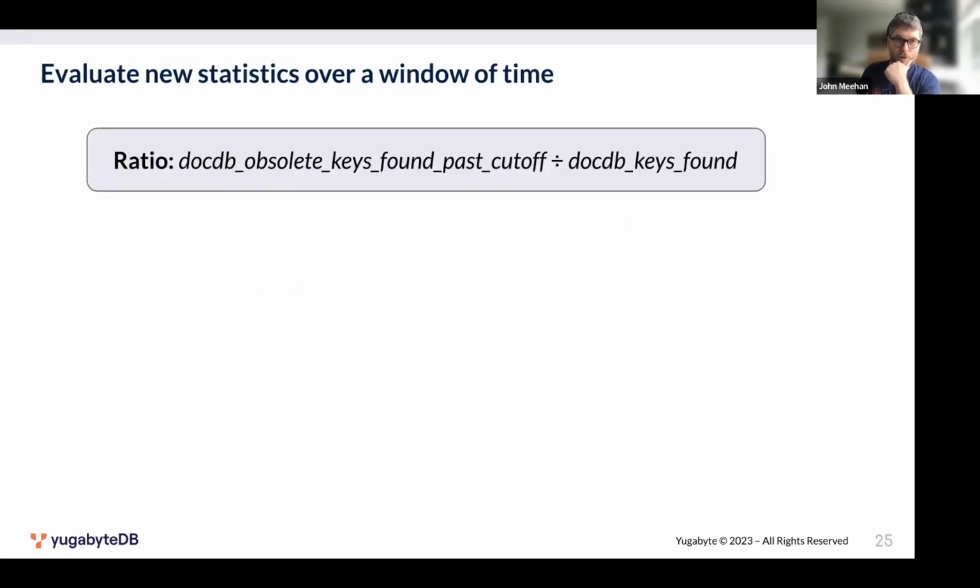So essentially, what we are looking for in these statistics is the ratio of obsolete keys past the cutoff that we find over the total number of keys found. This gives us a percentage of the reads we're doing on this tablet that are essentially worthless reads. They're just reading obsolete data.